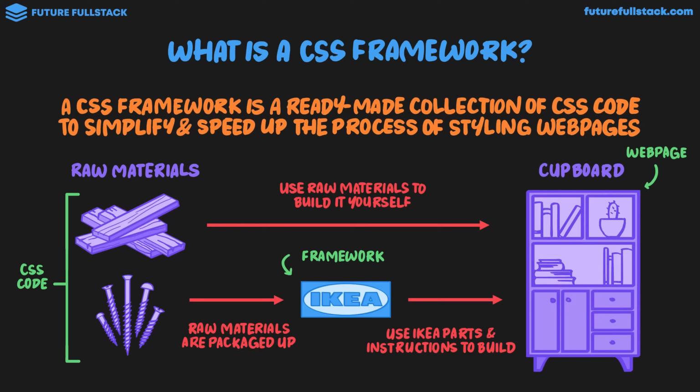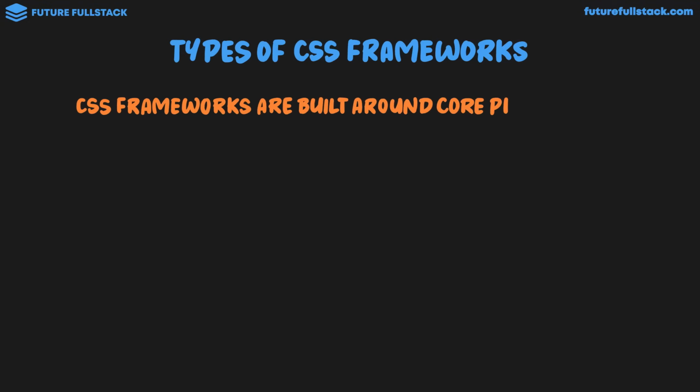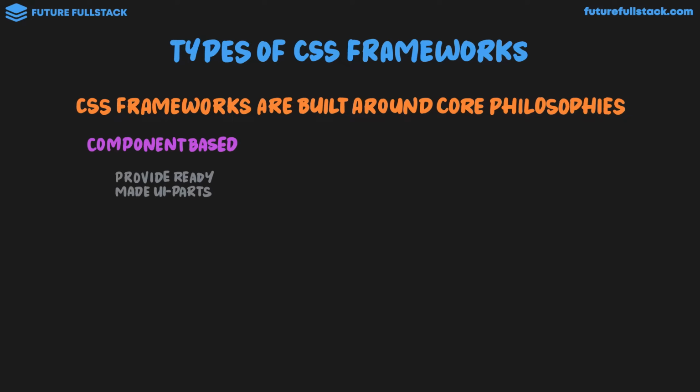So the last thing I want to discuss are the different types of CSS frameworks. CSS frameworks are built around core philosophies. There are three main types of CSS frameworks. The first is component-based. This is where the framework provides ready-made UI parts. These parts are responsive, so out of the box, they're ready for all screen sizes, and often contain JavaScript in them, so they are a lot more interactive and respond to user actions.